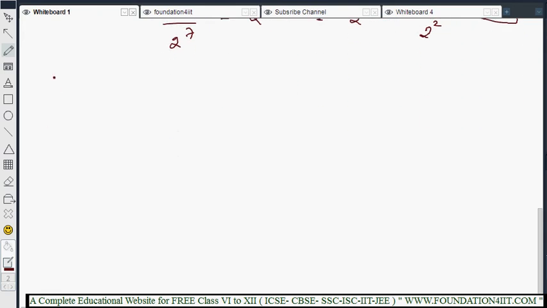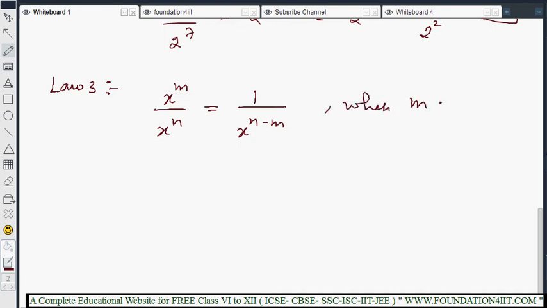Now let us see the third law. It says x to the power m by x to the power n, same thing. If in case m is not greater than n, x to the power m by x to the power n is equal to 1 by x to the power n minus m. So this is when m is lesser than n. So if m is less than n, then directly we can take x in the denominator place.